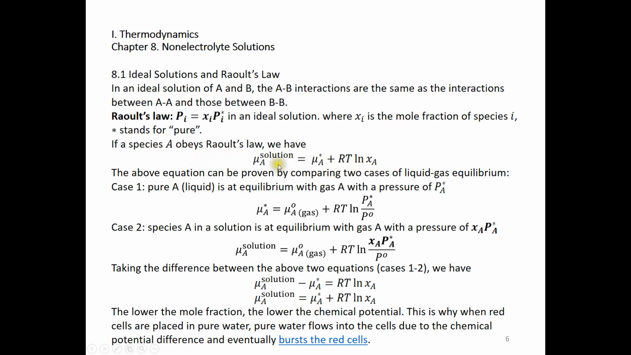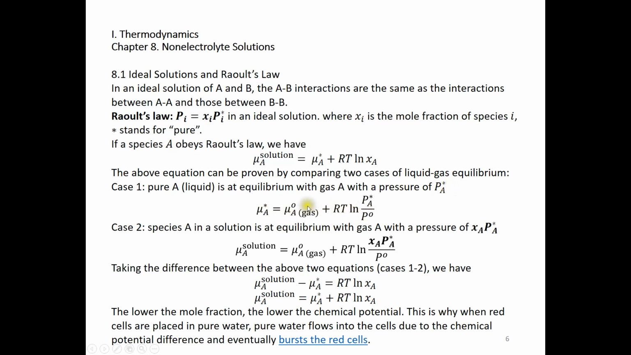The above equation can be proven by comparing two different scenarios of the liquid-gas equilibrium. What two cases? In one case, we will have pure A. In the other case, we will have an ideal solution of A. So first, case A, pure A is at equilibrium with just gas A, and gas A has a pressure of PA star. Again, PA star means the pressure of pure A. So we have this equation.